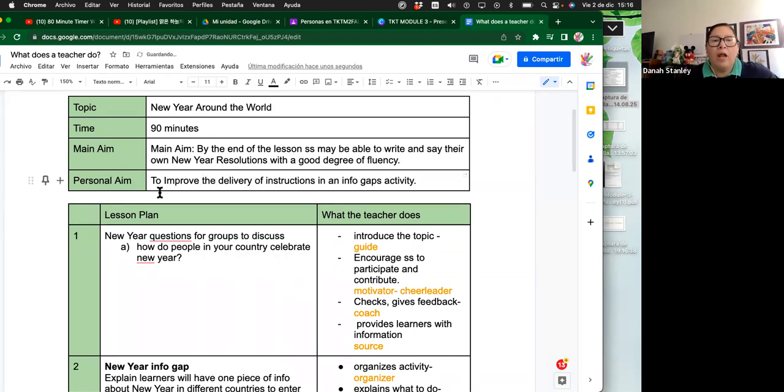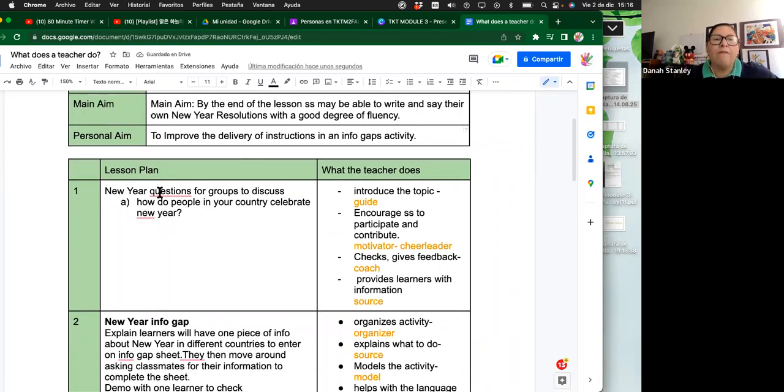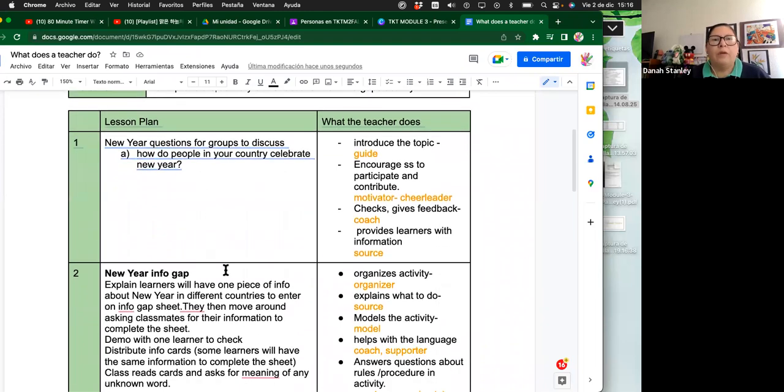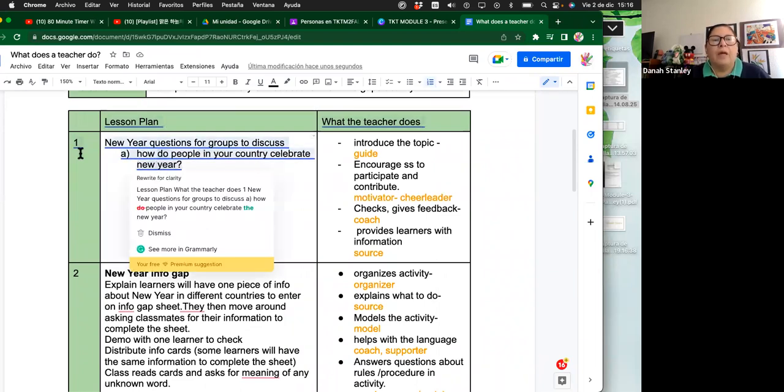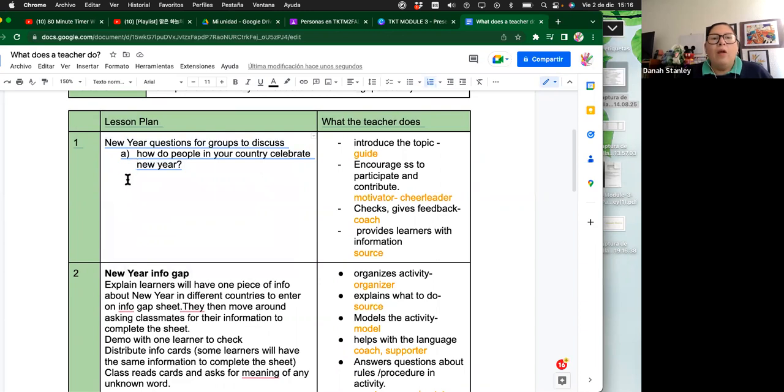And my personal aim in this case is to be focused on the way I'm going to deliver instructions in an infogap activity. Entonces, the first activity I'm going to have with my students is I'm going to elicit knowledge and previous information my students have about how people in our country celebrate the new year.